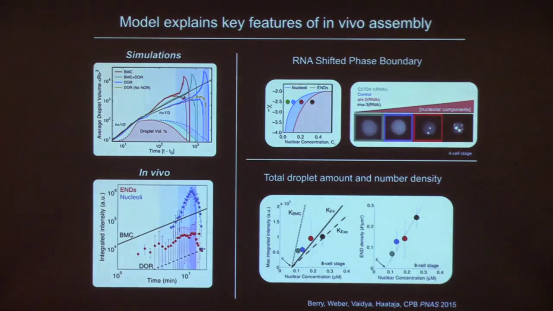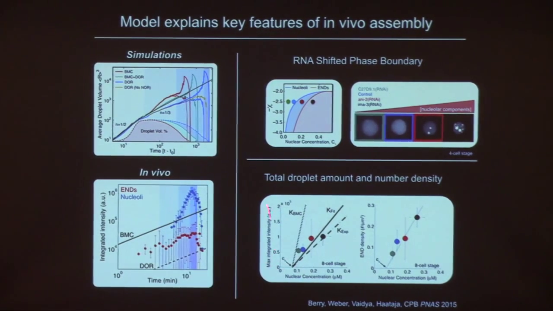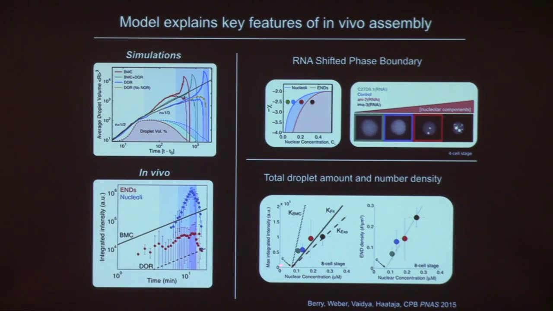And there are some more predictions of this model which seem to be borne out. This is the total amount of droplets that nucleated as a function of concentration, and it has this concentration dependence, and it's consistent with the prefactor fit prefactors that we can measure from other experiments. And then the density of these droplets, again, from this experiment, the density of these droplets as a function of concentration.